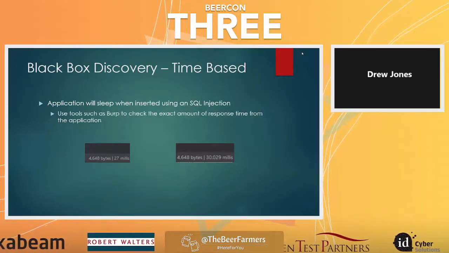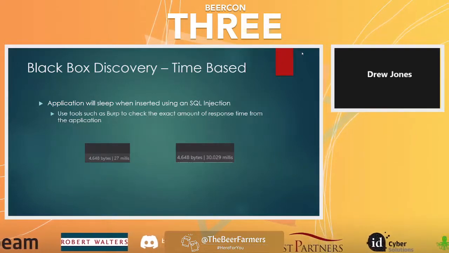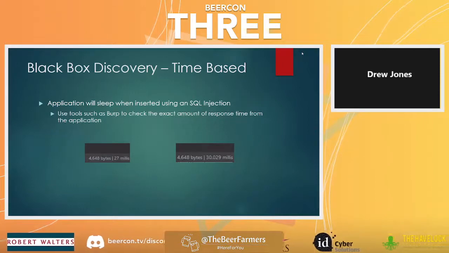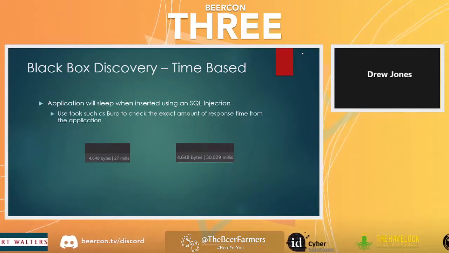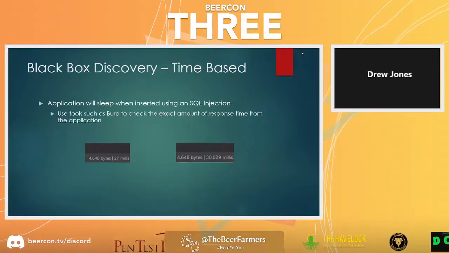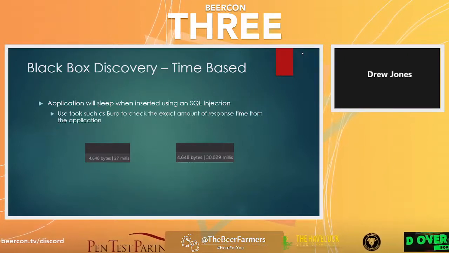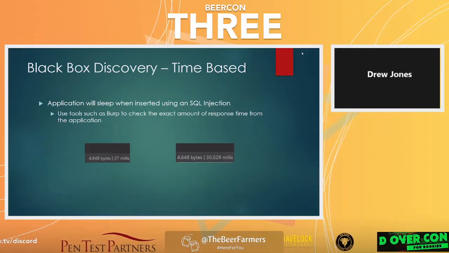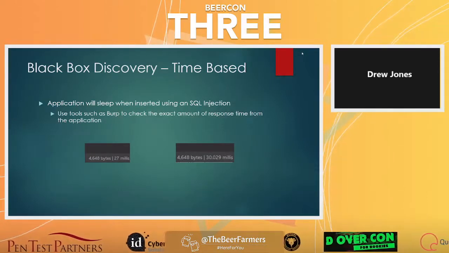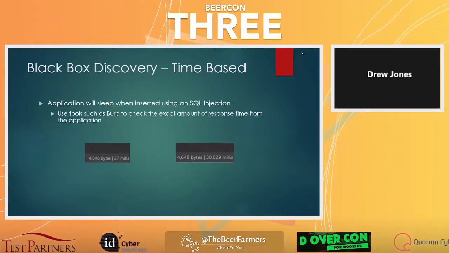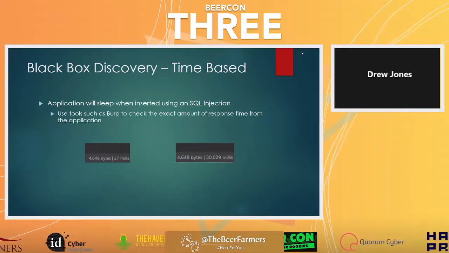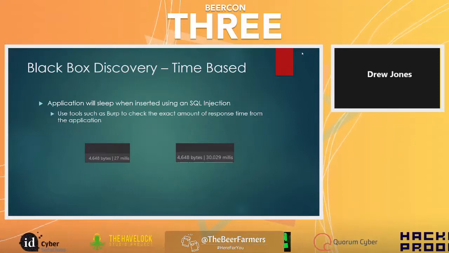As for time-based, you can use a tool such as Burp to actually see the exact amount of time between responses. So here you see there's 27 milliseconds and 30,000 milliseconds, indicating a 30-second sleep. So you're going to want to do it multiple times and use different sleep periods, like 10, 15, 20, and make sure it hits every time before you actually start exploiting, as you want to make sure that the server is just not slow to respond.